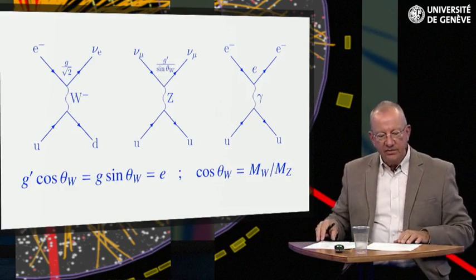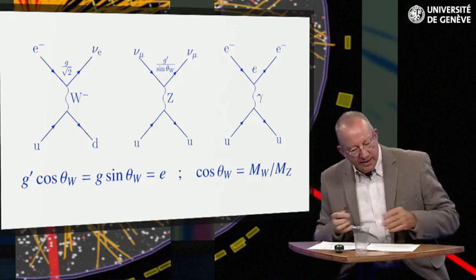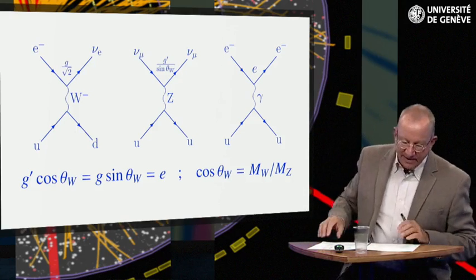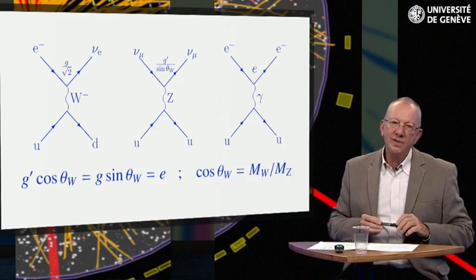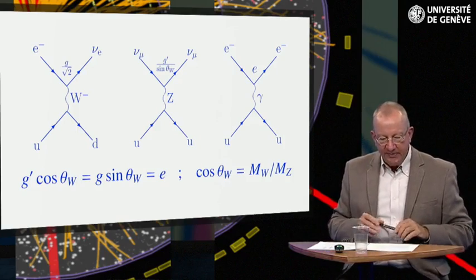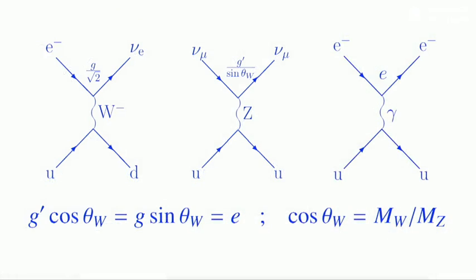Weak interactions in fact do not deserve their name. Their apparent weakness at low energy is due to the fact that they are transmitted by heavy particles, the neutral Z and the charged W plus and W minus bosons. Their propagator weakens the amplitude at low momentum transfer. Their coupling constants g and g prime, on the other hand, are of comparable magnitude as the electric charge e.